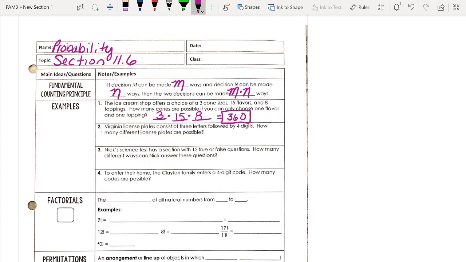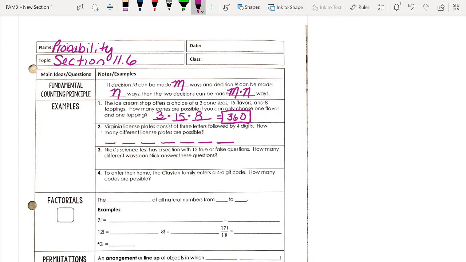Okay. Second problem. Virginia license plates consist of 3 letters followed by 4 digits. How many different license plates are possible? Let's start off with putting our blank spaces. It's going to have 3 letters and 4 digits. So think about how long that license plate is going to be. 3 letters and 4 digits means it's going to have 7 items on the license plate. So let's go ahead and make 7 spots. If anytime I go too fast, just pause the video. This will work out great for you guys.